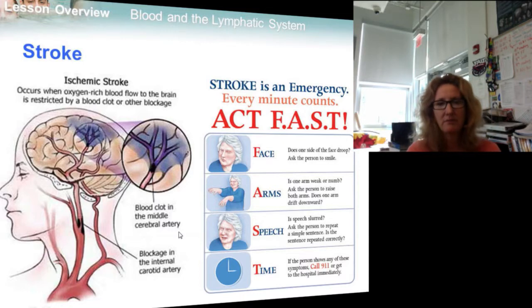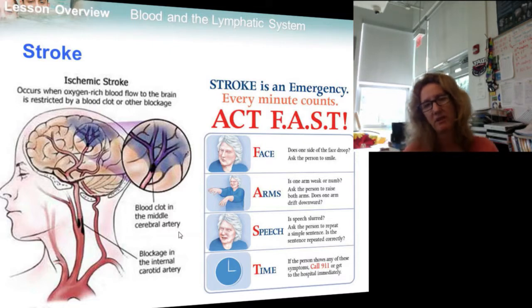Stroke. The sudden death of brain cells when their blood supply is interrupted is called a stroke. Some strokes are caused by a blood clot that blocks a blood vessel in the brain. A stroke can also occur if a weak blood vessel breaks and causes bleeding in the brain. Symptoms of stroke include severe headache, numbness, dizziness, confusion, and trouble seeing or speaking. The results of a stroke vary depending on which part of the brain it affects.